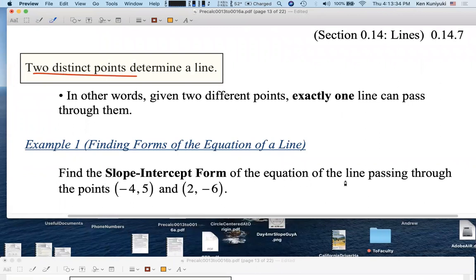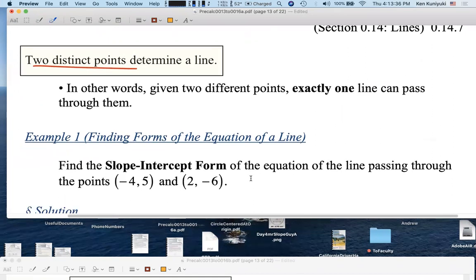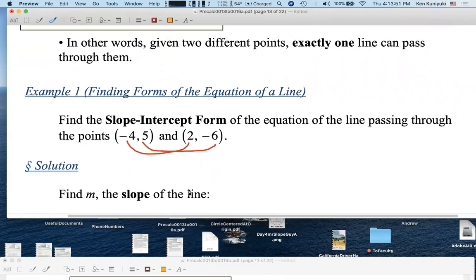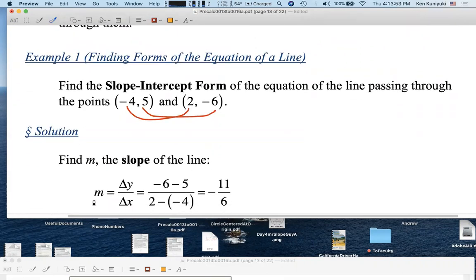This line has many equations we can attach to it. I want this form. Well, it would help if I found the slope, right? Slope is rise over run. So it's change in what over change in what? It's change in y over change in x. It's rise over run. Okay, the slope is delta y over delta x.